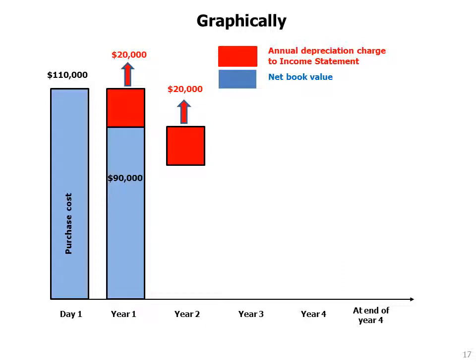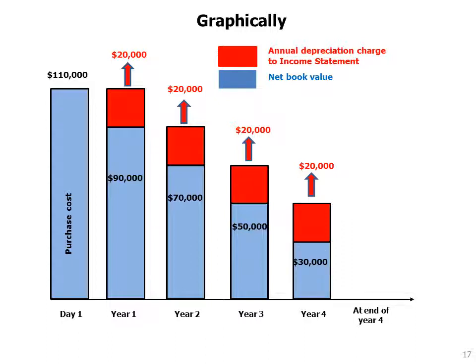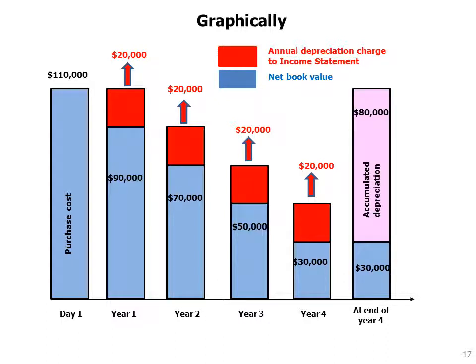Year 2, a further $20,000 is taken. Net book value is $70,000. Year 3, another $20,000. Net book value is $50,000. And in the final year of ownership, the final $20,000 in depreciation is taken. Net book value is $30,000. And in the notes, we will see the purchase cost of $110,000, accumulated depreciation of $80,000, net book value of $30,000.